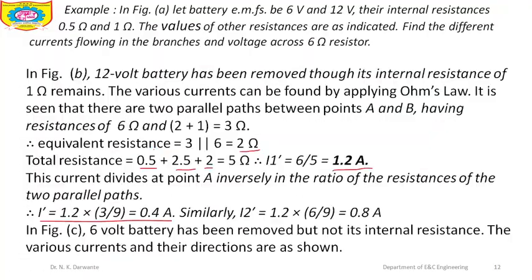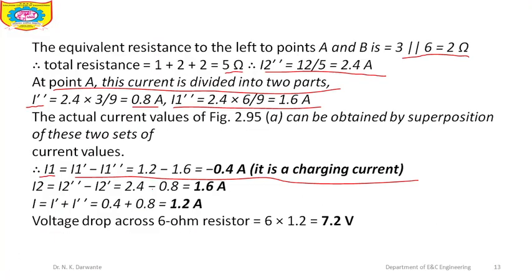Then I2 we can calculate as I2 double dash minus I2 dash, which is 2.4 minus 0.8, and it comes out to be 1.6 ampere. This is for I2. I2 is positive, which means our assumed direction is correct. Similarly, I is the current flowing through the 6 ohm resistance, and it comes out to be I dash plus I double dash, and the value is 1.2 ampere.